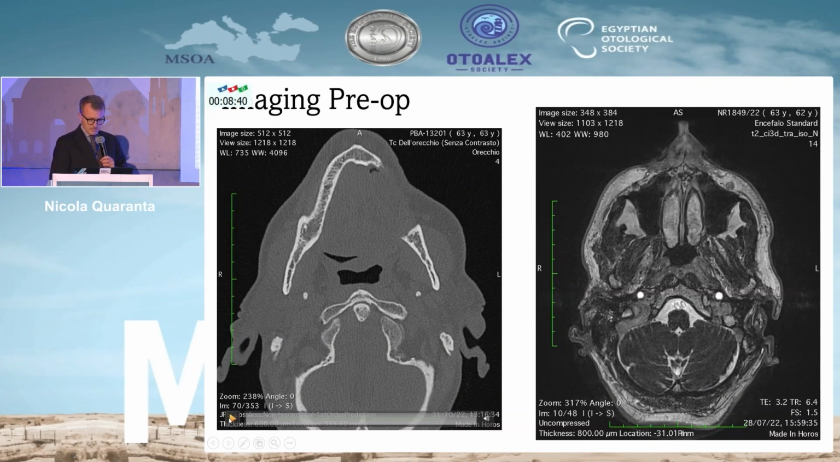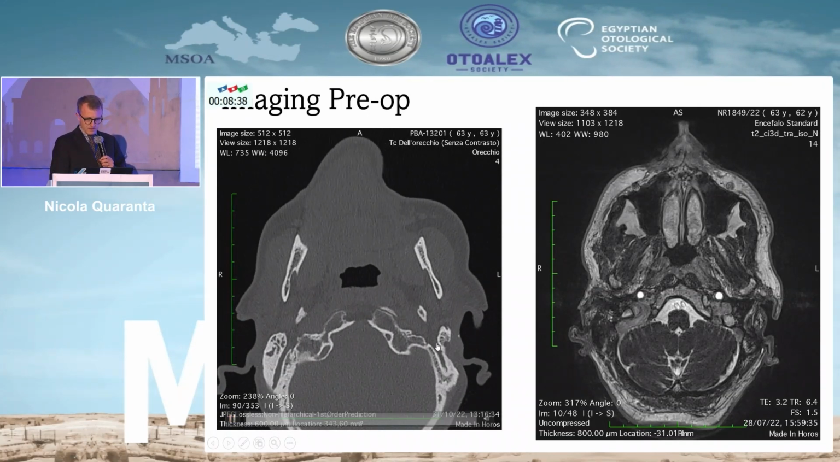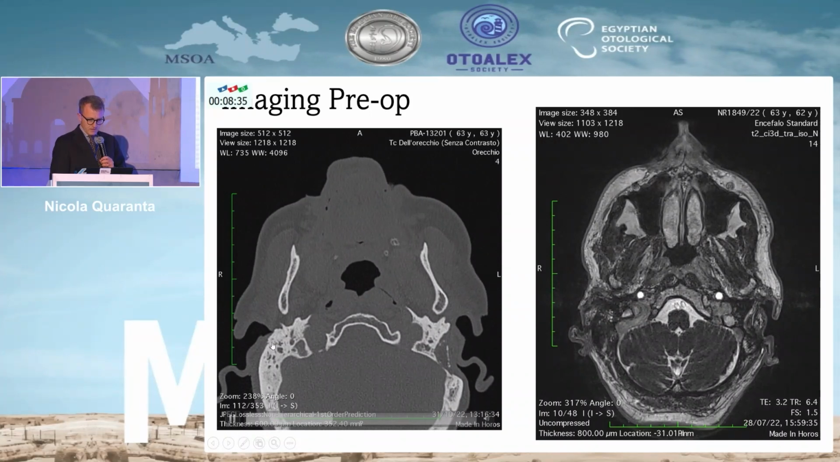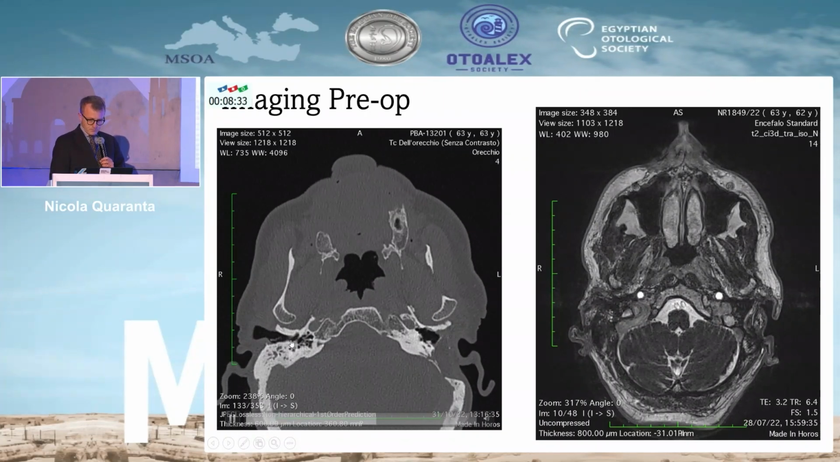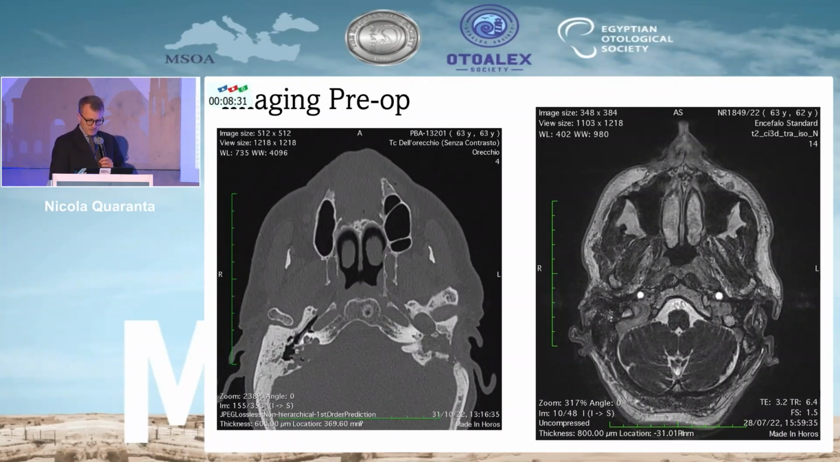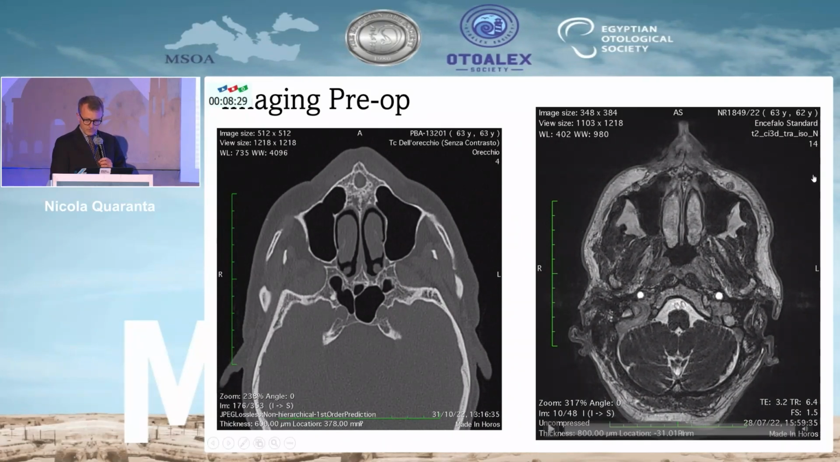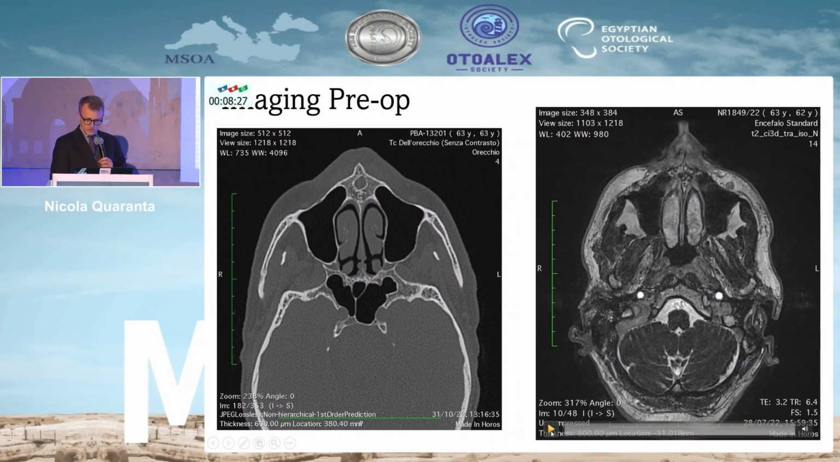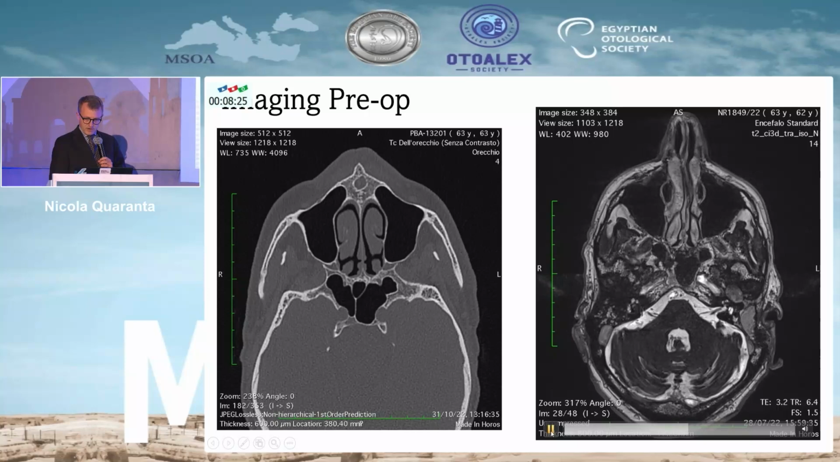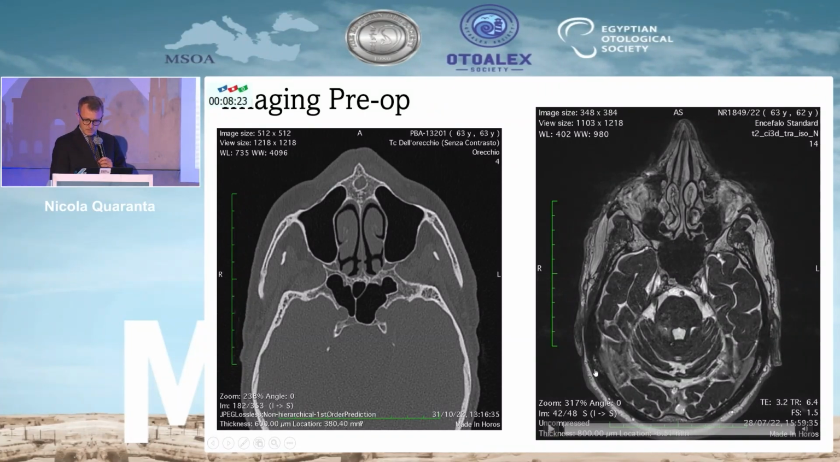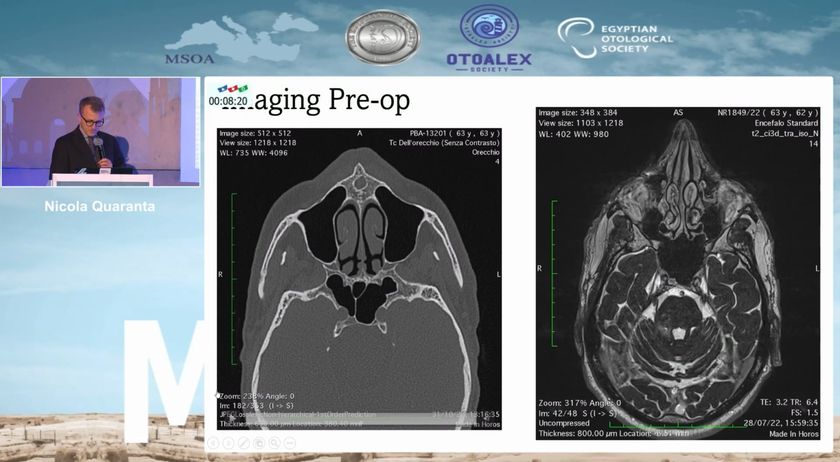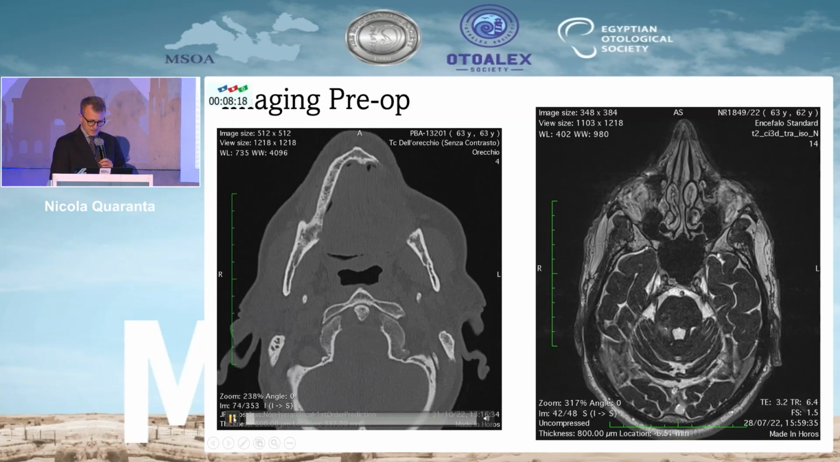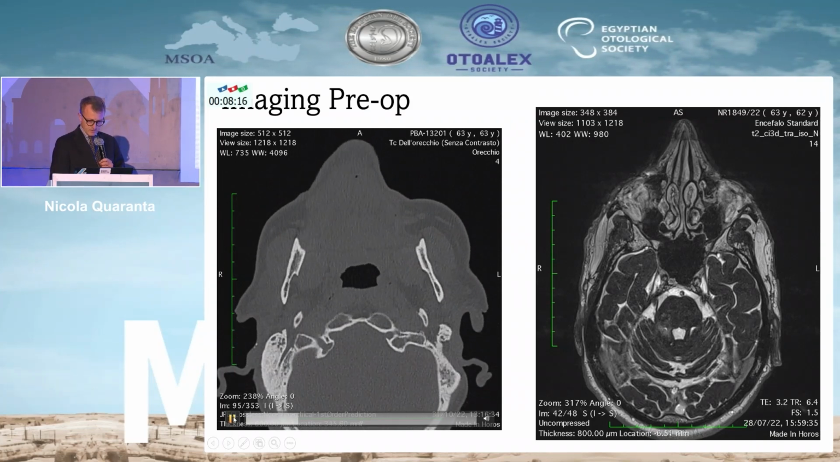So this is the CT scan, and he was already operated on the left. He presented with a massive petrous apex cholesteatoma on the right side. And this is the T2 3D MRI that shows the cholesteatoma that involves the petrous apex, and I will just show you here.